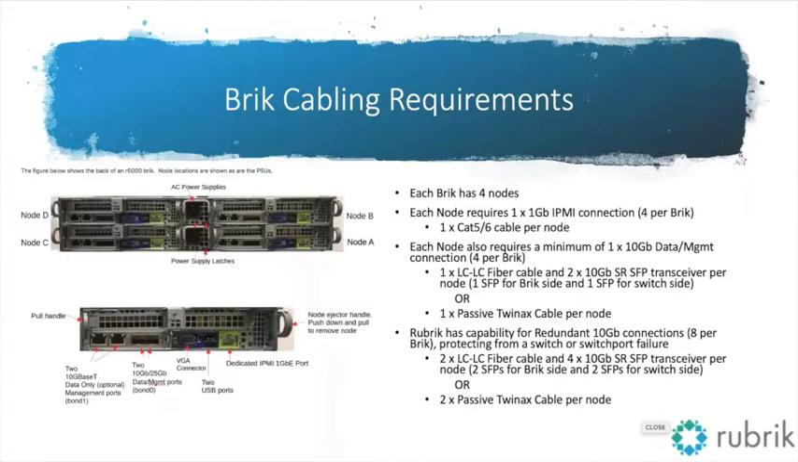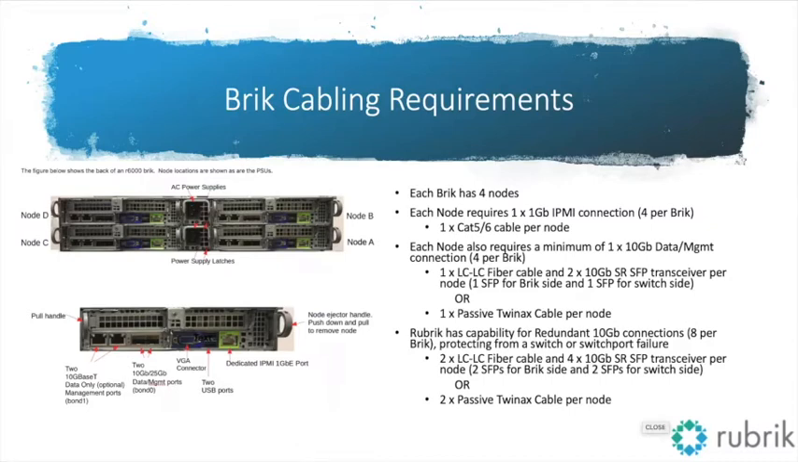Now we'll talk about the cabling requirements for a Rubrik installation. The diagram to the left shows the back of a Rubrik brick. The top is a diagram of the full 2U appliance with 4 individual nodes and dual power supplies. The bottom is a blow-up of a single node within that brick. Each node requires one 1 gigabit IPMI connection, which requires one Cat5 or Cat6 cable per node.